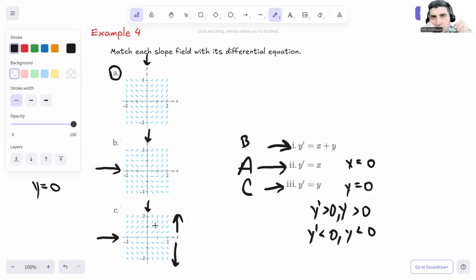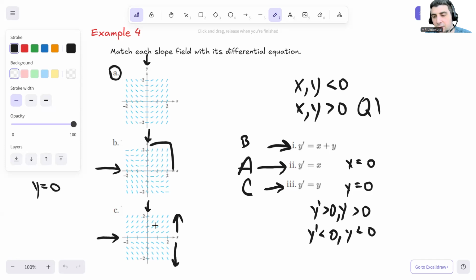But what I want to point out is that this graph depends on both x and y. So if x and y are both positive, then the slope should be positive. Well, x and y are greater than 0 in quadrant 1. So if we look at quadrant 1 here, all the slopes are positive. We're good there. If x and y are both negative, then the slope should be negative. X and y are both negative in quadrant 3, and if we look in quadrant 3, all the slopes are negative.